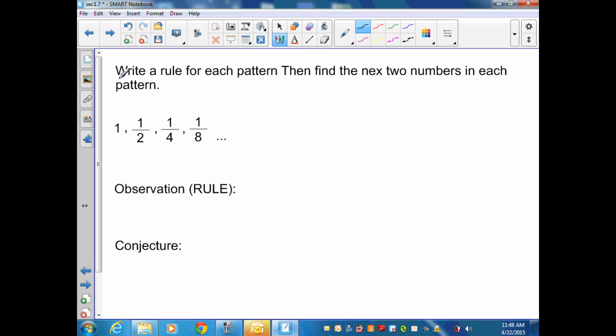Here, I want to write a rule for each pattern, then find the next 2 numbers in each pattern. Here I'm given 1, and then a half, and then a fourth, and then an eighth. What it looks like is going on is I'm multiplying each previous number by a half. One half times 1 is a half. 1 half times 1 half equals 1/4, times 1 half is 1/8.